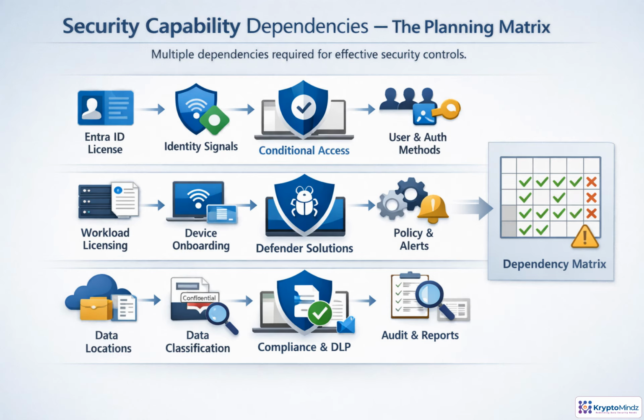Microsoft 365 security planning is rarely a single-switch decision. Each control depends on a chain of prerequisites. Conditional access needs the right Entra ID license, usable identity signals, scoped users and groups, and ready authentication methods. Defender depends on workload licensing, onboarded devices or services, tuned policies, and alert handling. Purview DLP depends on where data lives, how well it is classified, policy scope, and audit evidence. A dependency matrix turns assumptions into checks, so you design controls the tenant can deploy, operate, and validate.